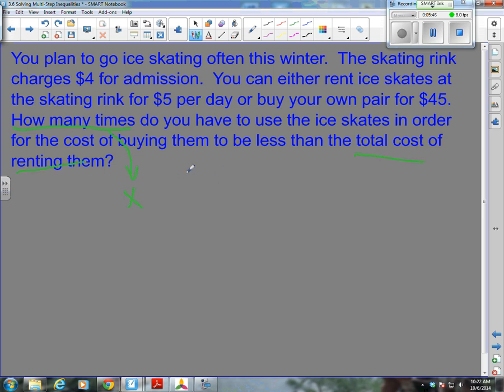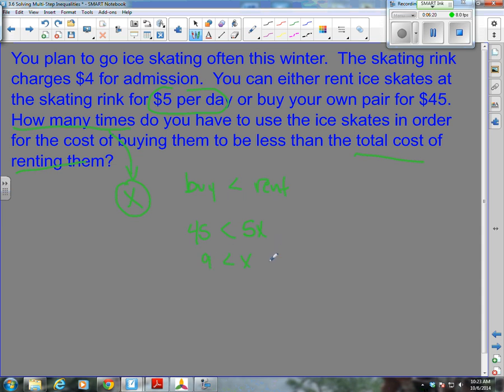So I want to know when buy is less than rent, right? So how much does it cost to buy? Well, that's $45. We want to know when that is less than rent. How much does it cost to rent? $5 per day. Well, per is what? Yep. So we're going to multiply the 5 times the x. We get 5x is greater than 45. So x is greater than 9.